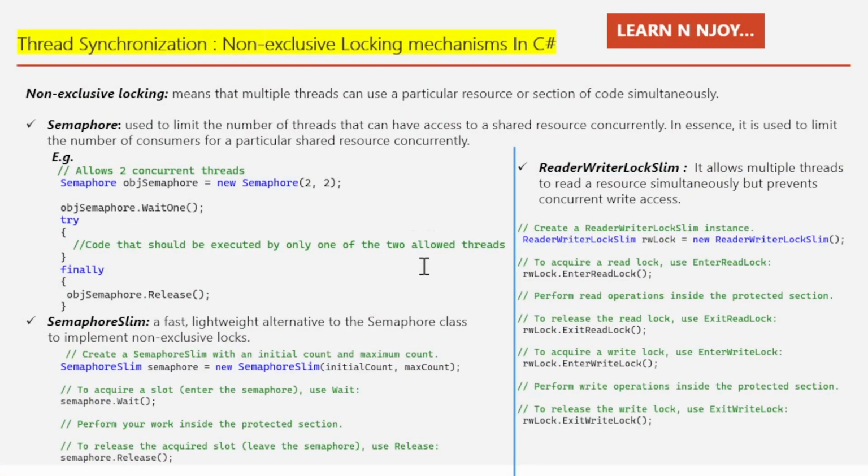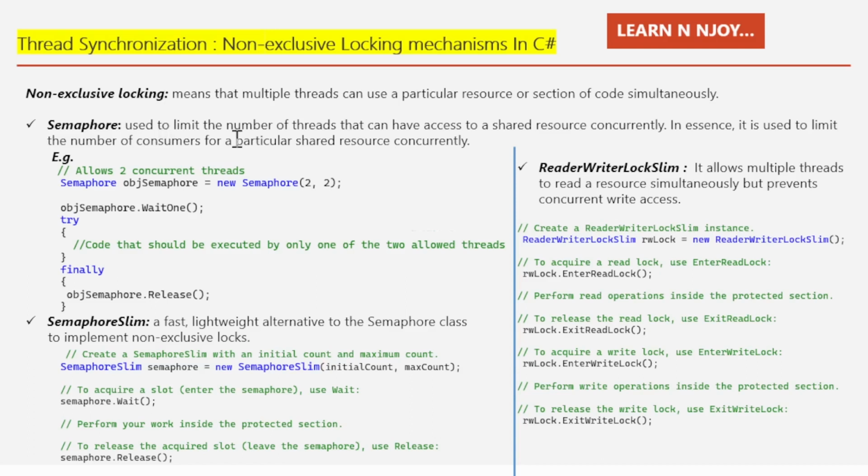Non-exclusive locking mechanisms in C#. Here we are going to look at some of the common non-exclusive locking mechanisms in C#. Number 1, semaphore. Semaphore is used to limit the number of threads that can have access to a shared resource concurrently. It's used to control the number of consumers for a specific shared resource.